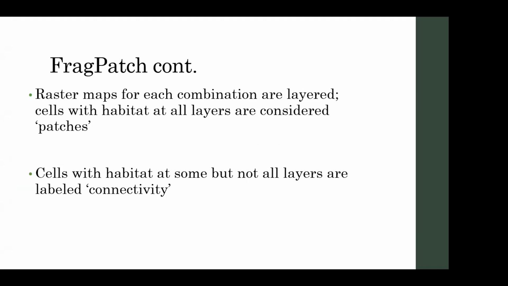The raster map for each combination of gap and spur are layered, and then cells with habitat at all layers are considered to be core habitat patches, and then cells with habitat at some but not all layers were considered to be connectivity for our purposes. It's not core habitat, but it's some kind of habitat the organism will move through.